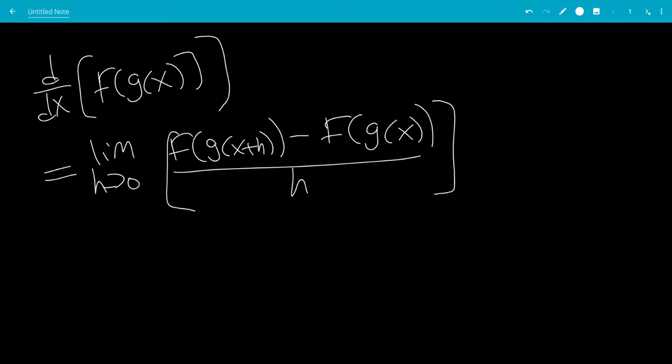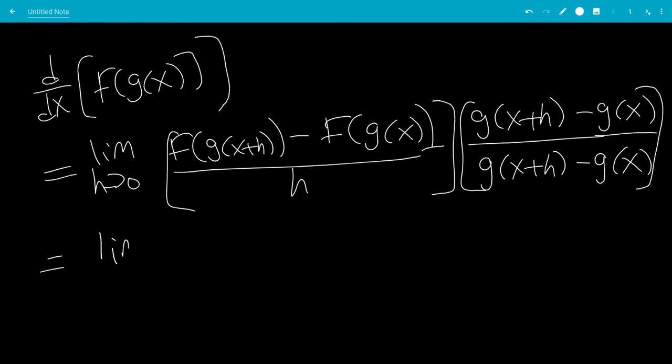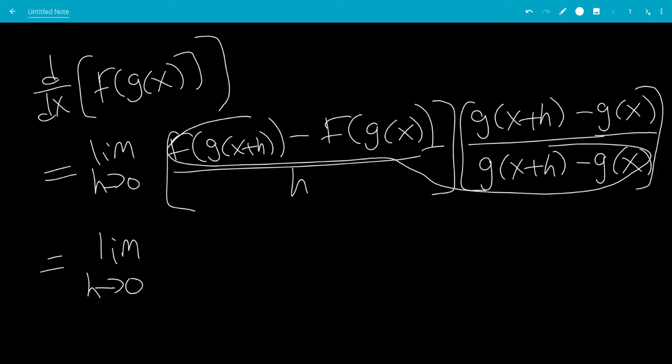So now we're going to multiply this by the quantity g of x plus h minus g of x all over g of x plus h minus g of x. So that is equal to 1, so we're not modifying anything. We can split these limits up. Limit as h goes to 0 of these terms together.